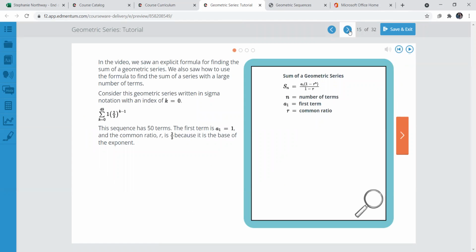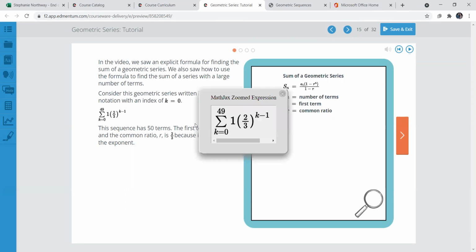So the sum of a geometric series, here's how you would do it. Here's our equation right here: number of terms, first term, common ratio. This sequence has 50 terms, and here's how you would solve it if it has 50 terms.